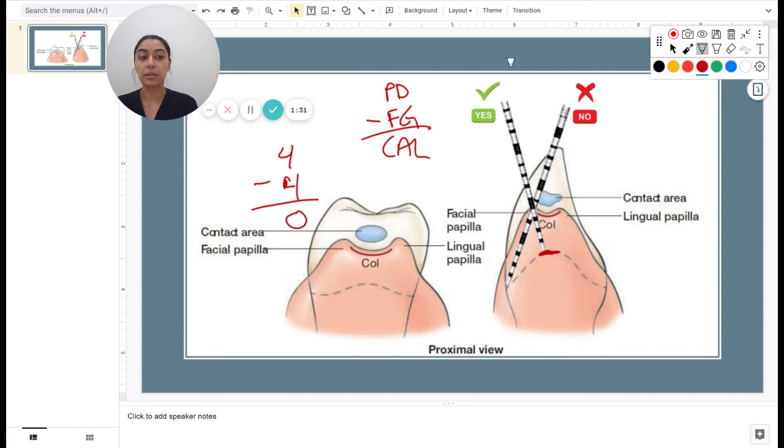So whether it's periodontal disease or not, or healthy patients or not, the same concept lies when we're measuring both PD and FG margin and then calculating our CAL.